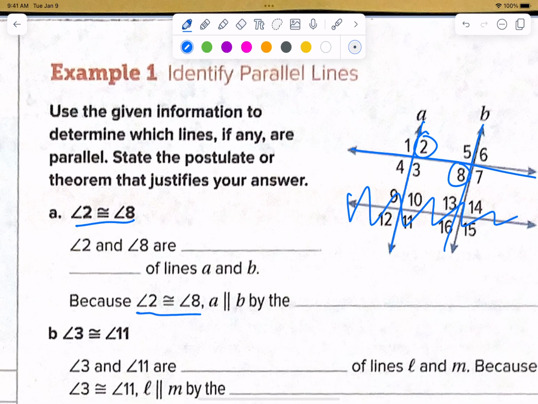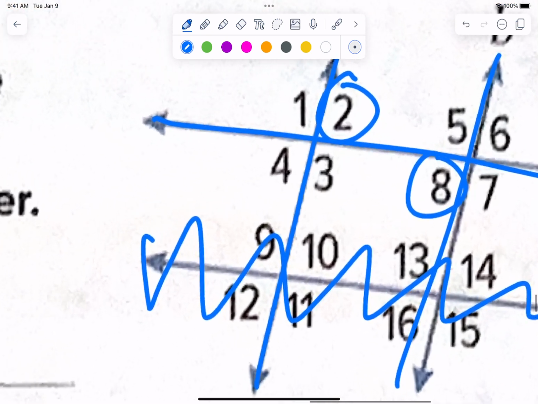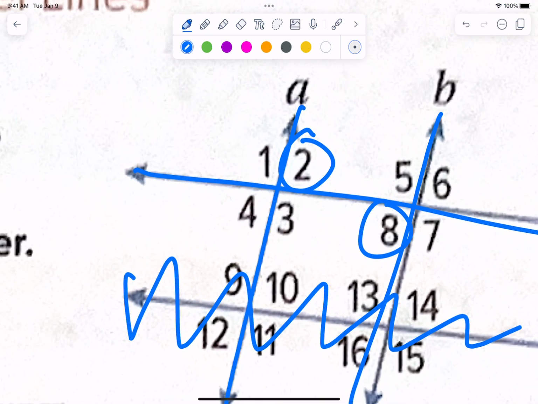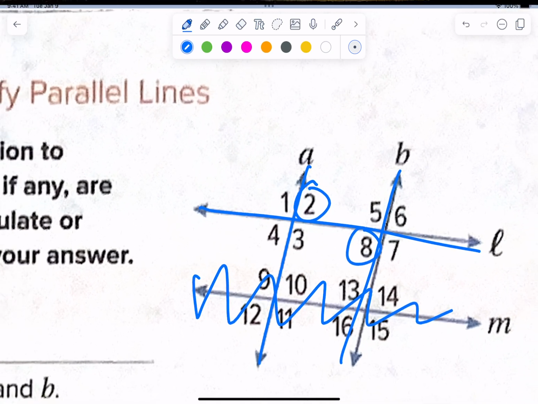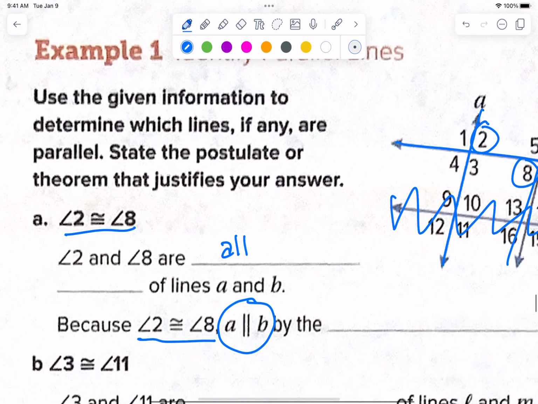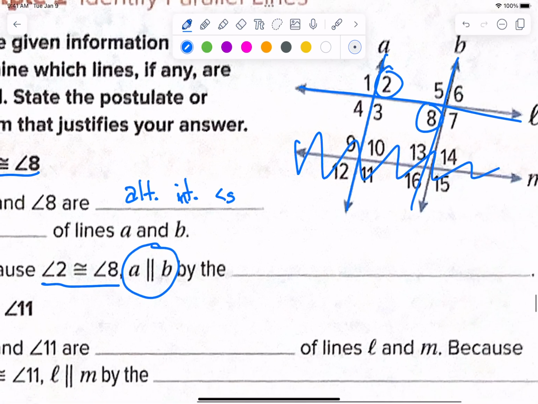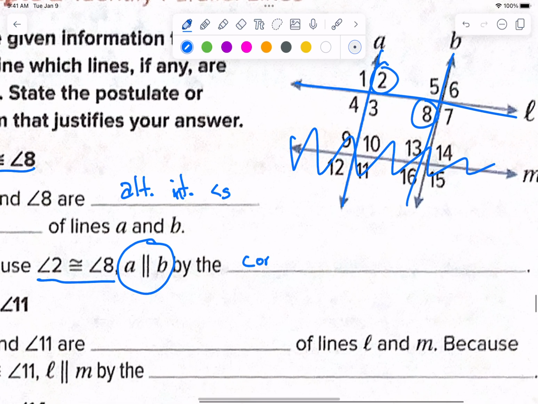So because angle 2 and angle 8 are congruent, A is parallel to B because what are 2 and 8 in relationship with each other? What are 2 and 8 together? Alternate? What? Interior. They are alternate interior angles. Okay? They're alternate interior angles. So by the converse of the alternate interior angles.